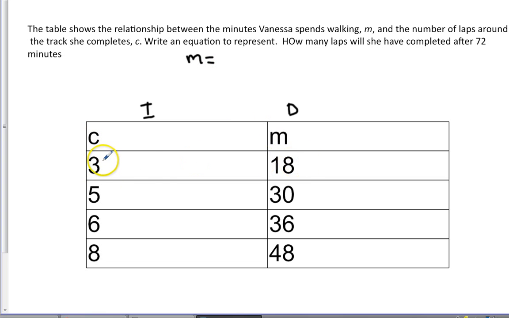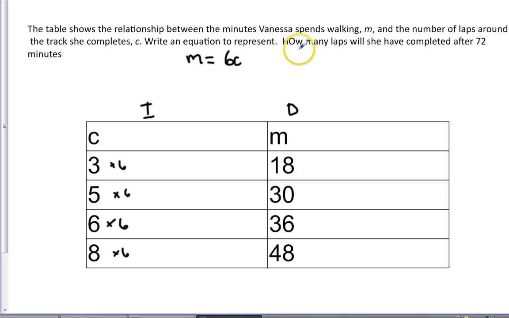And now we have to decide what's happening here that's going to result in this. So if I look here, I have two ways of going from 3 to 18. One is to add 15. So if I do 3 plus 15, I get 18. Good. 5 plus 15 doesn't make 30. Not good. So the other way is to do times 6. So let's take a look. 3 times 6 makes 18. 5 times 6 makes 30. 6 times 6 makes 36, and 8 times 6 makes 48. So we're taking our laps and multiplying by 6 to get to the minutes.